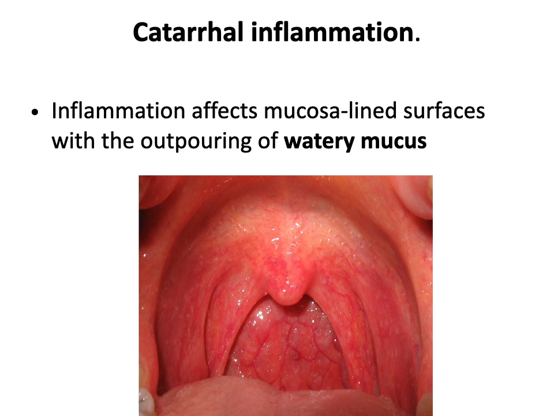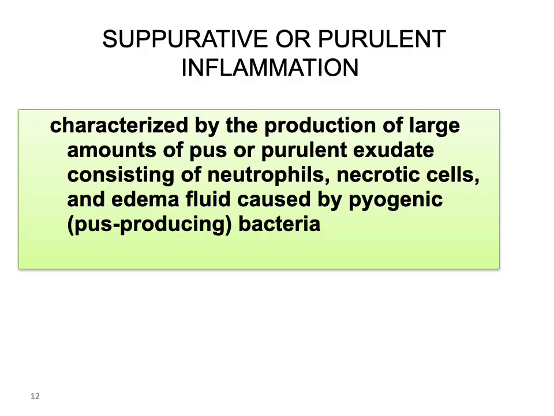A third type of morphologic pattern is catarrhal inflammation, and you see this when there is outpouring of mucoid material in the mucosal surfaces. For example, a runny nose. So that's an example of catarrhal inflammation. And the greatest extent of acute inflammation is when you actually have the cells leaking out, the WBCs. So you will have purulent material, and this is known as suppurative or purulent inflammation.